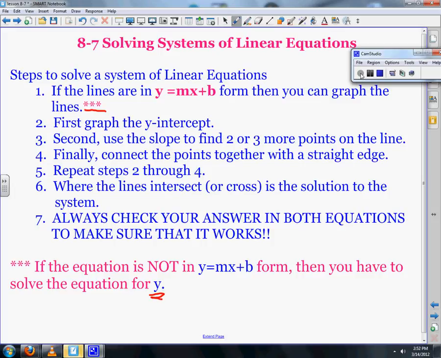So the first thing that you will do is graph the y-intercept of one of the lines. Second, you're going to use the slope to find 2 or 3 more points on the line. Finally, you connect the points together with a straight edge to make a line. Then you're going to repeat steps 2 through 4 for the second equation. Where the lines intersect or cross is the solution to the system. Always check your answer in both equations to make sure that it works.